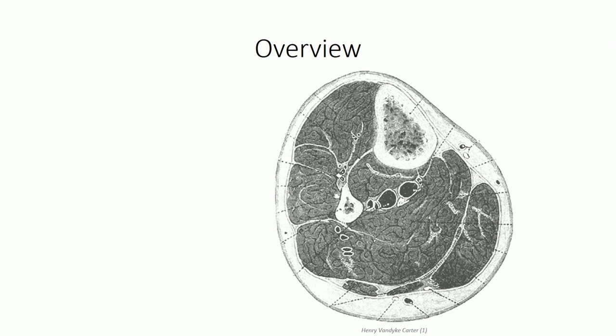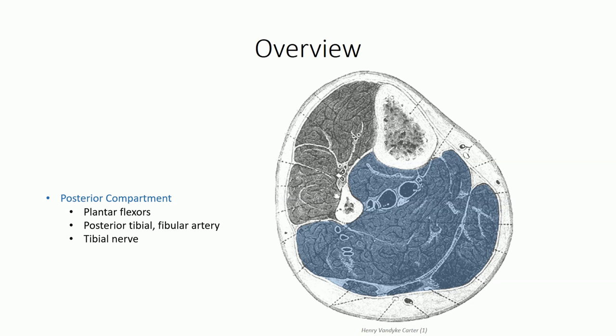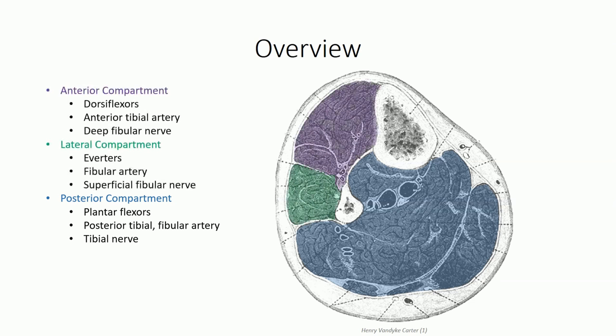Recall that the leg can be divided into three functional compartments by invaginations of the thick crural fascia. This fascia is anchored to the tibia through fusion with the bone's periosteum. We discussed the superficial and deep divisions of the posterior compartment in the previous session. The anterior compartment occupies the space in front of the interosseous membrane and is involved in dorsiflexion and inversion movements. It is separated from the lateral compartment by a thick intermuscular septum. The lateral compartment is involved in eversion and plantar flexion.